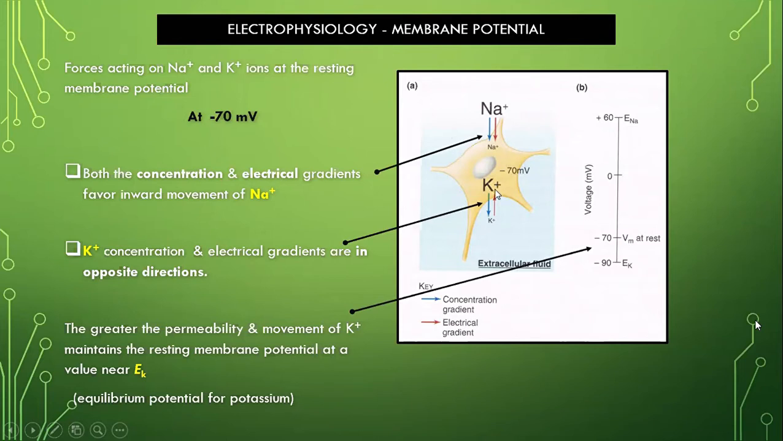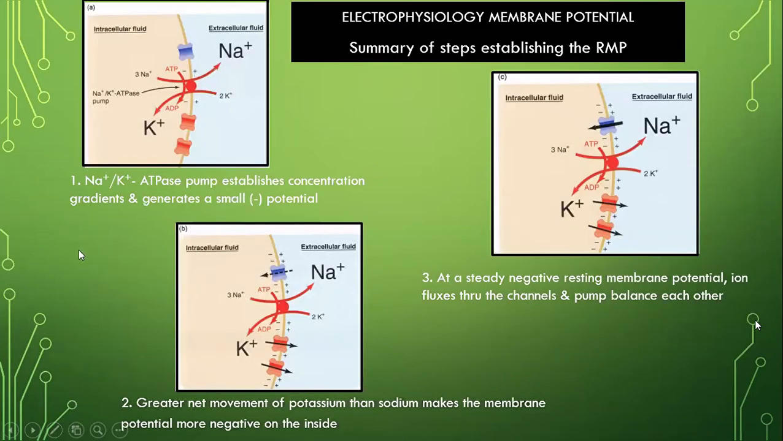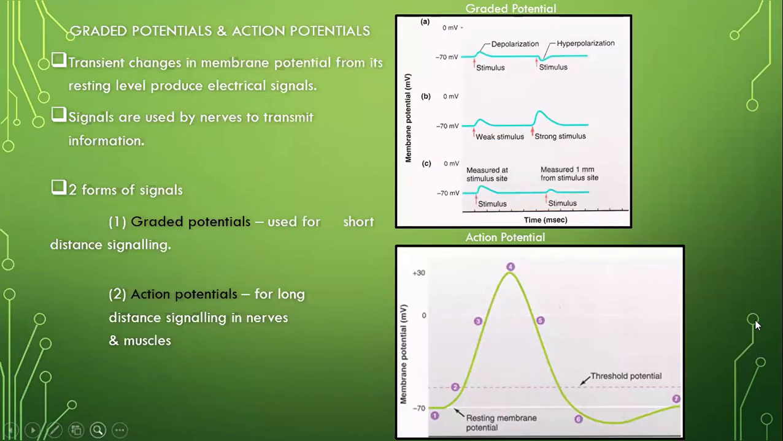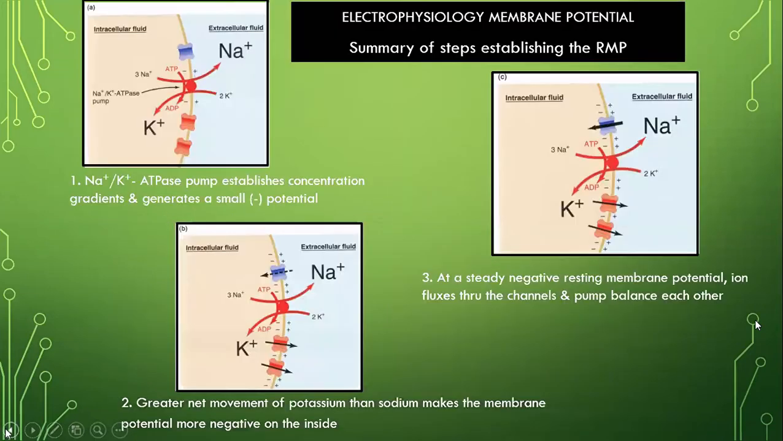This is your electrical gradient for potassium. This is your sodium-potassium ATPase pump. It establishes the concentration gradient and generates a small negative potential. And then greater net movement of potassium than sodium makes the membrane potential more negative on the inside. Because potassium is very leaky, it keeps on moving out and coming in. It's not very stable. A steady negative resting membrane potential.